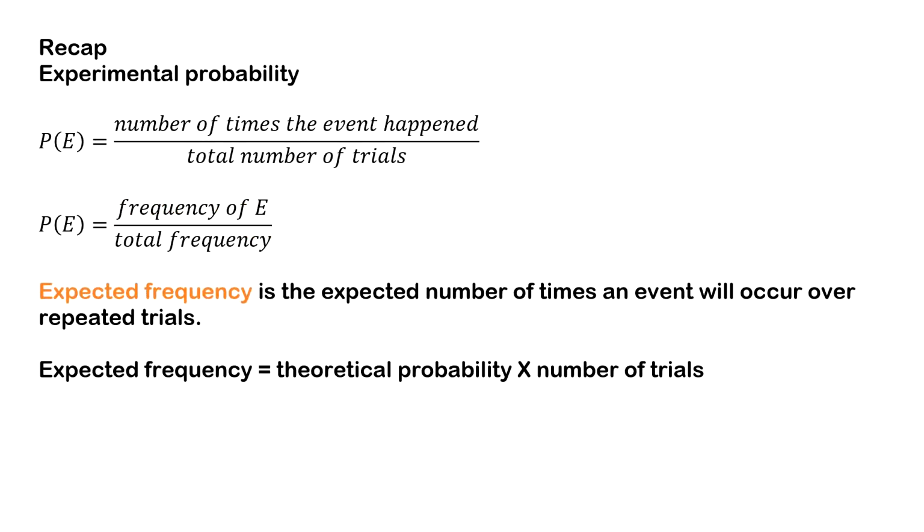So to end this video, we'll do a quick recap. Remember, experimental probability can be found by dividing the number of times the event happened by the total number of trials. And remember, expected frequency is the expected number of times an event will occur. So that can be found by multiplying the theoretical probability by the number of trials you conduct.